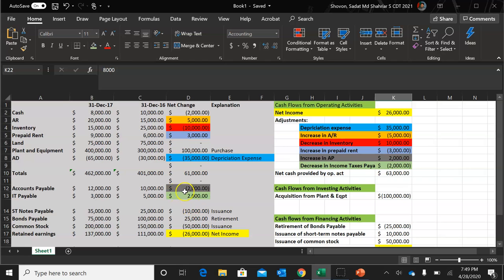Say for accounts payable, we found out $2,000 in negative amount, income taxes payable positive $2,000. For short-term notes payable, it was $10,000, which was our issuance, and then bonds payable was our retirement, that was $25,000 in the positive value, and the negative value for common stock, which was also our issuance, and our retained earnings was a negative value, that was net income.